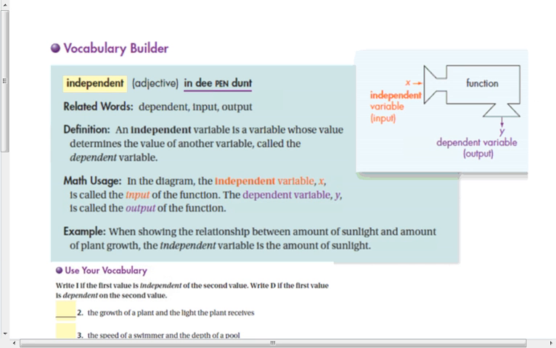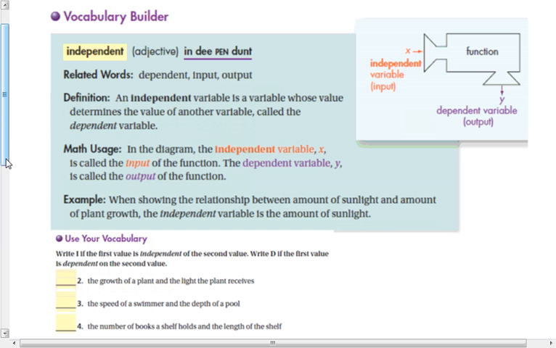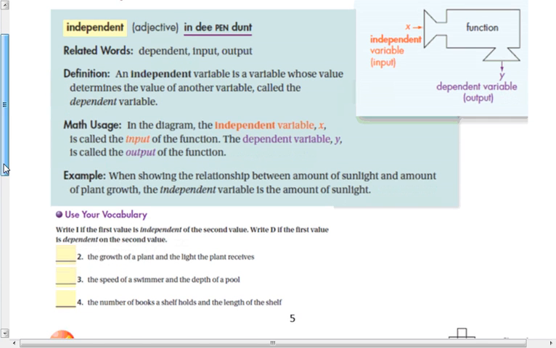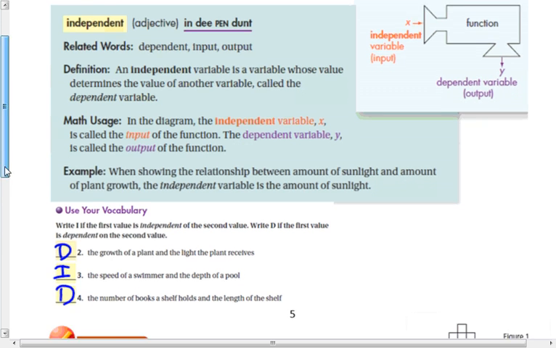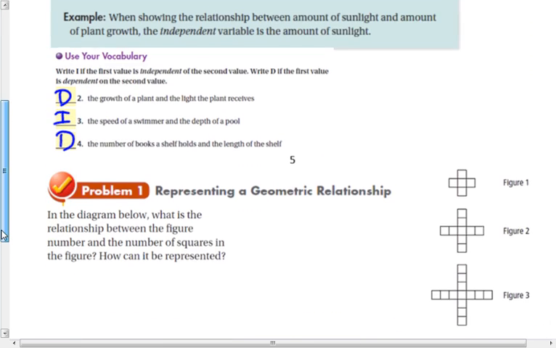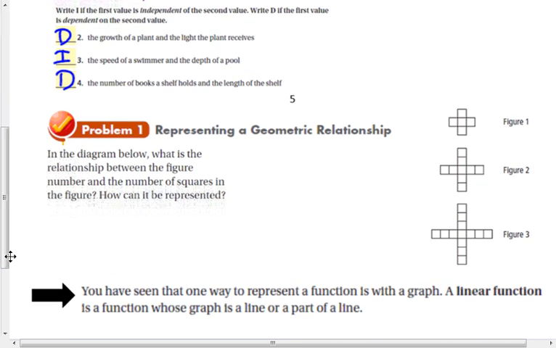All right, just a little bit of a review here. Go ahead and read the vocab and do problems 2, 3, and 4. Pause now and you can check your answers. All right, so a function is a relationship in which each input is paired with exactly one output. And sometimes functions can be represented in different ways.